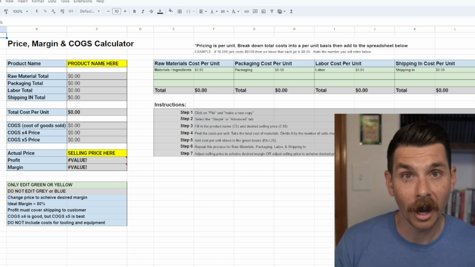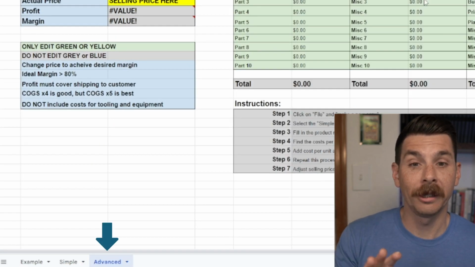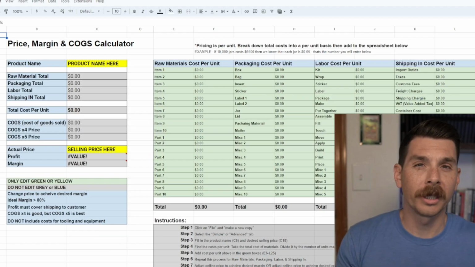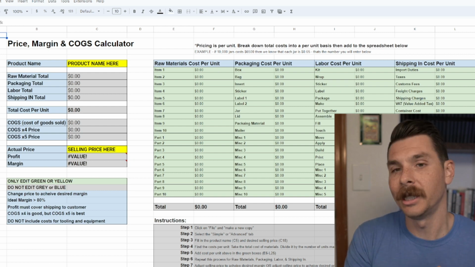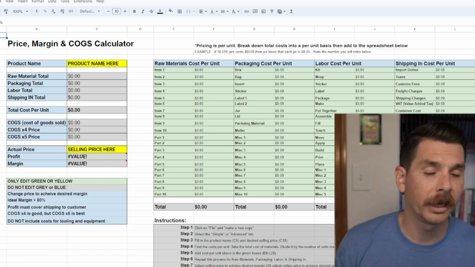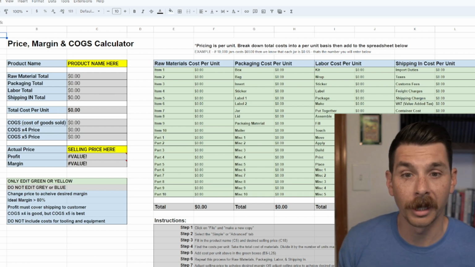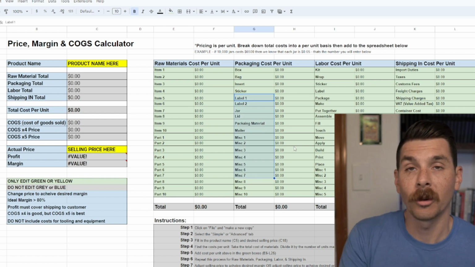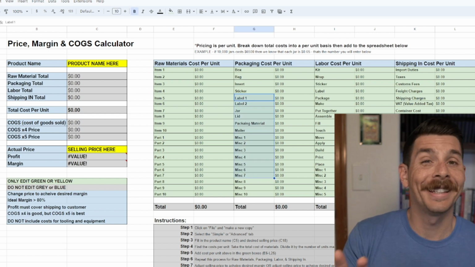The best way to calculate the costs of your product is using the Advanced tab. I went ahead and I broke down some of the typical categories that are included in each one of these. Now, some of them are going to be completely irrelevant to you. Some of them aren't going to be. Feel free to delete and fill out whatever you want on this sheet. Please edit anything in the green.